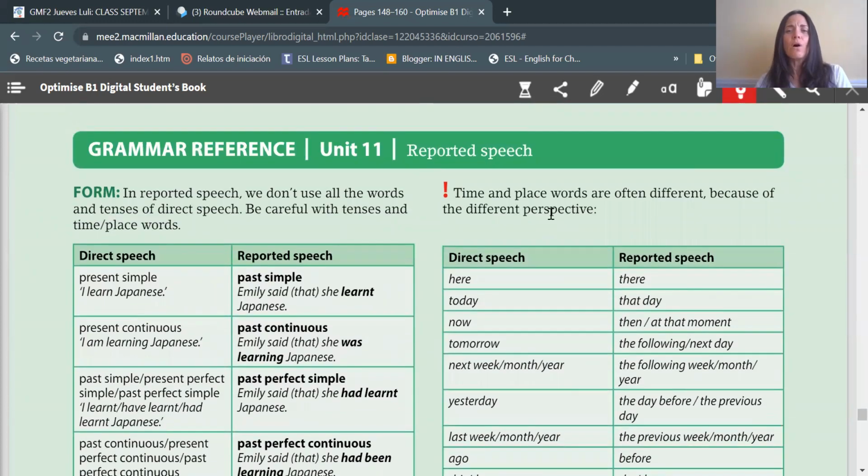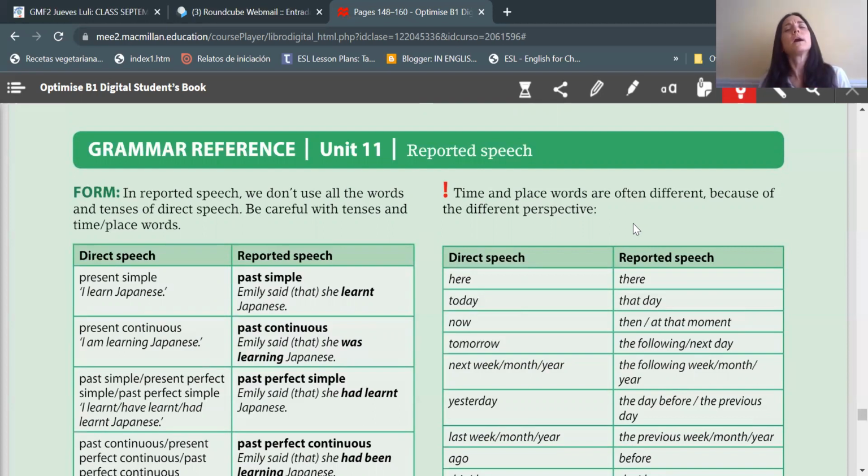Then, time and place words are often different because of a different perspective. And what do we mean by this? When you're referring to a place at the moment of speaking, it's like things are close to you, yes, near you. So if you say, here, yes, or this, it's because you're referring to something that is close to you. Now, if you are reporting, you're going to be referring to something in the past, which is now far away. That's why the distance, yes, regarding the place is going to change from something near to something far.